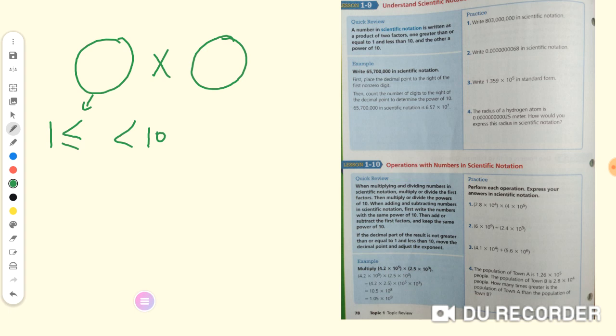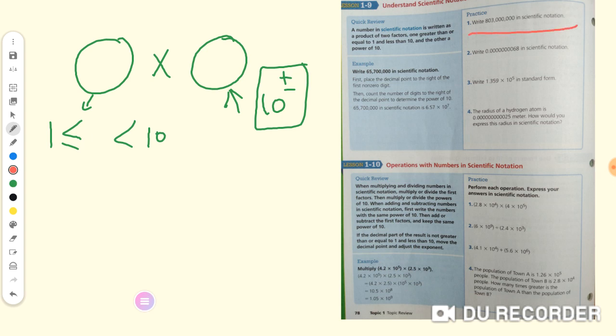Okay, and the next factor is 10 to the power, which may be positive or negative. If the power is positive, the number is bigger, greater than 1. If it's a negative power, it will be smaller than 1, a very small number. Okay, let's take an example like this one in scientific notation.